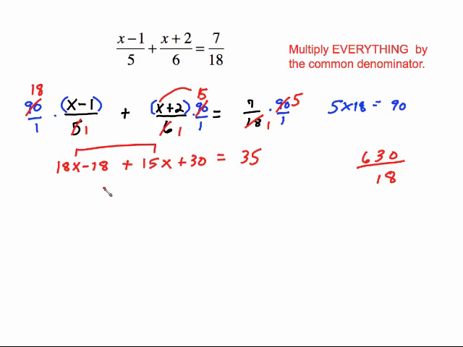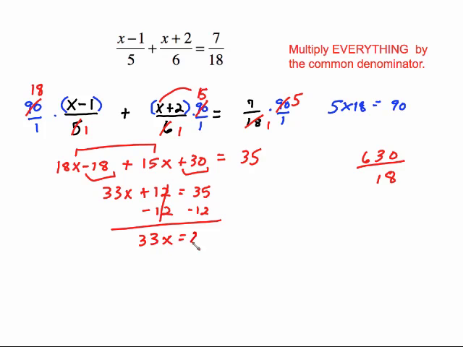18x plus 15x is 33x. Negative 18 plus positive 30 is 12. Equals 35. And now we're down to just a plain old two-step equation. Subtract 12 from both sides. These 12s cancel out. We have 33x equals 23.